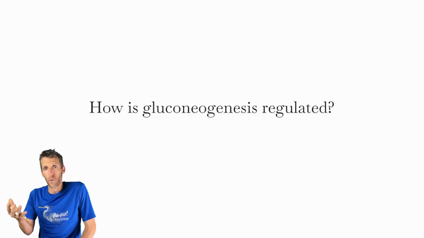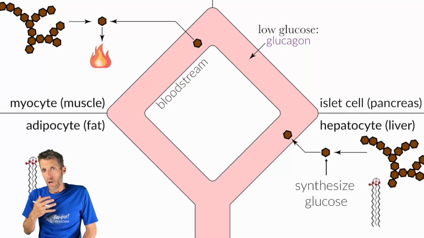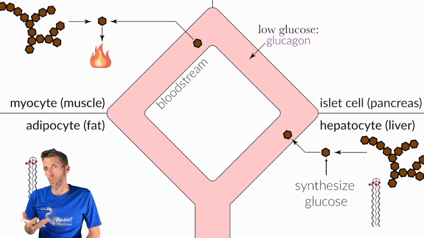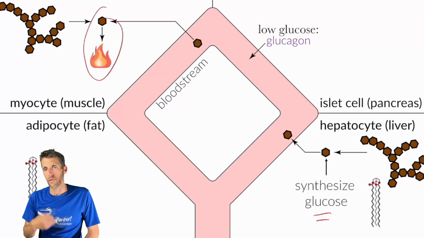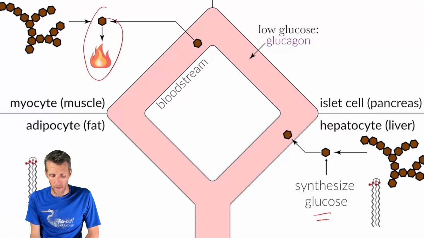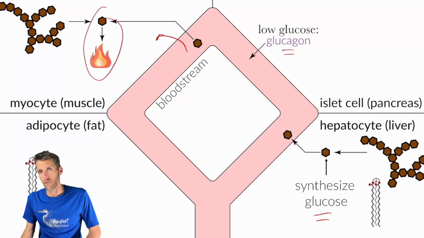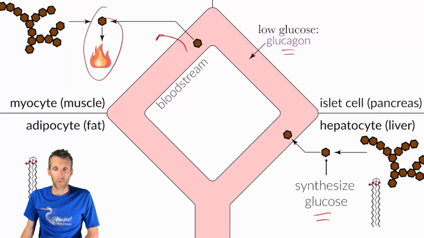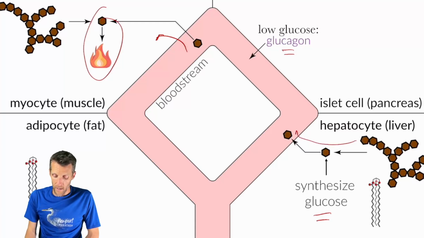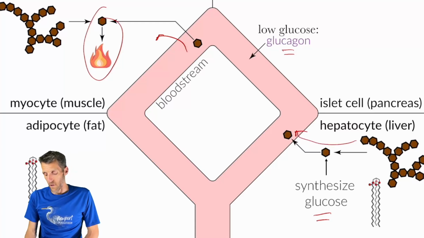So how is gluconeogenesis regulated? Recall that at a high level, gluconeogenesis is producing glucose in the liver in response to low blood sugar. If muscle cells are consuming a bunch of glucose, importing it from the bloodstream, the pancreas sends out the bat signal saying blood sugar is going down. That's glucagon. So liver cells start exporting glucose from both glycogen and by gluconeogenesis.